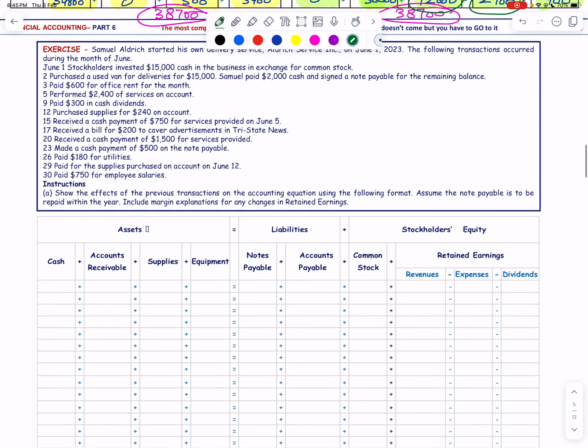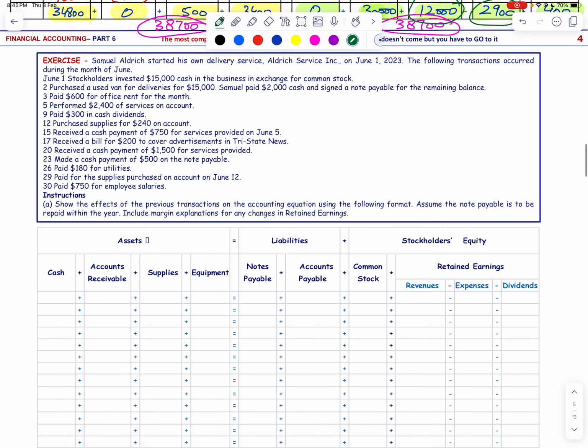And here we have Samuel Aldrich. He started his own delivery service, Aldrich Service Incorporation, on June 1. The following transactions occurred, and we have to show the effect of the transactions on the accounting equation using the format. We have the format over here. Assume the note payable is to be repaid within a year. So let us see how we are going to record it.